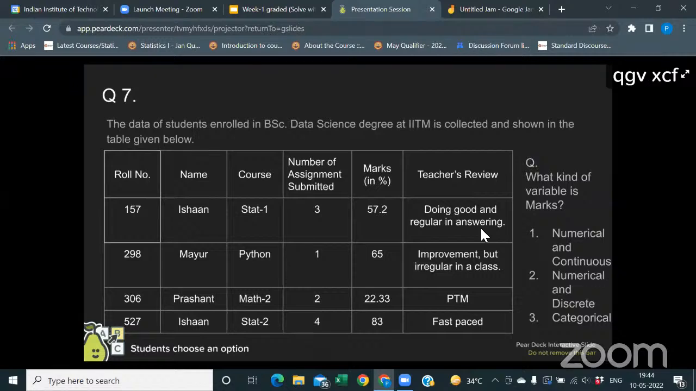Could you tell the difference between continuous data and discrete data, sir? See, first thing, discrete data is something where you are counting. It can take distinct values, and continuous data is something you cannot count. You measure the things.